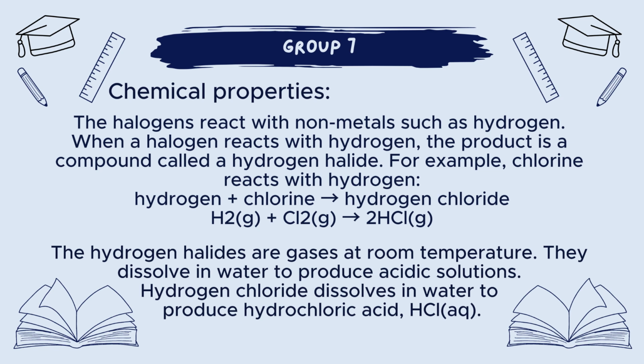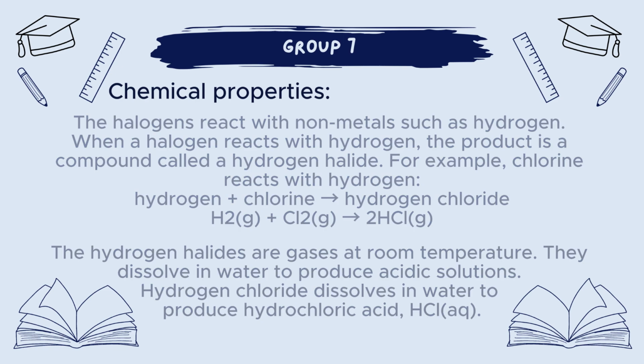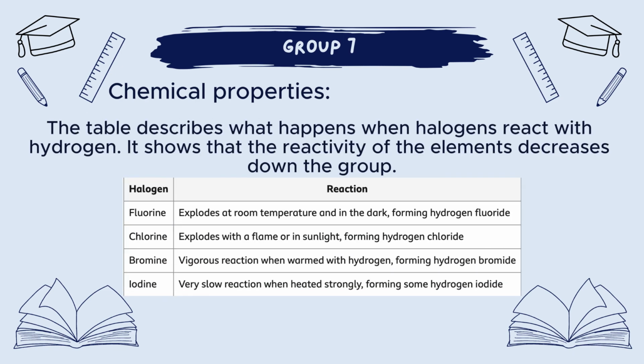The halogens react with non-metals such as hydrogen. When a halogen reacts with hydrogen, the product is a compound called a hydrogen halide. For example, chlorine reacts with hydrogen. Hydrogen and chlorine gives you hydrogen chloride. The hydrogen halides are gases at room temperature. They dissolve in water to produce acidic solutions. Hydrogen chloride dissolves in water to produce hydrochloric acid. The table describes what happens when halogens react with hydrogen. It shows that the reactivity of the elements decreases down the group.